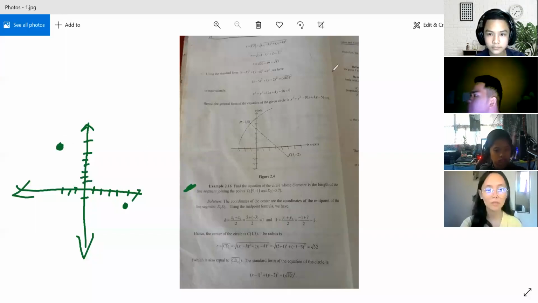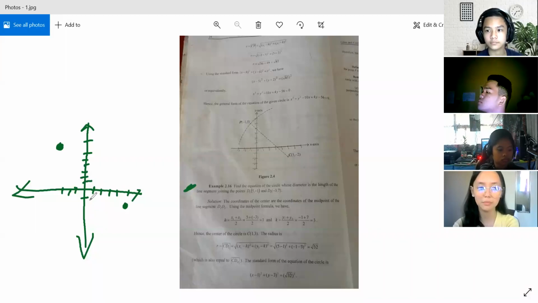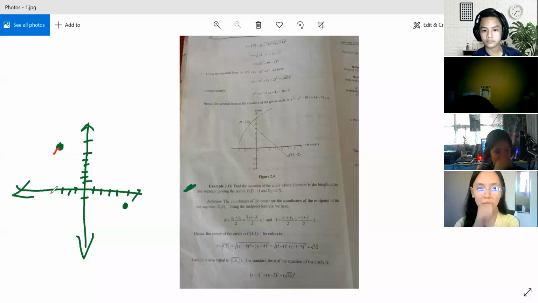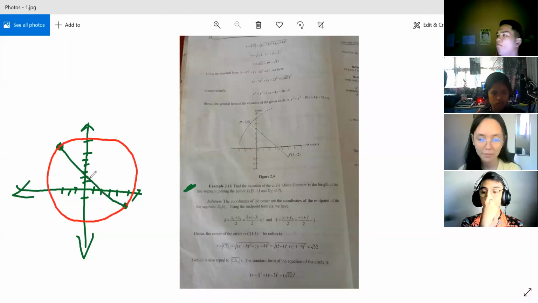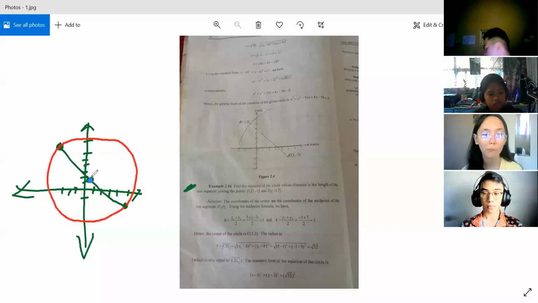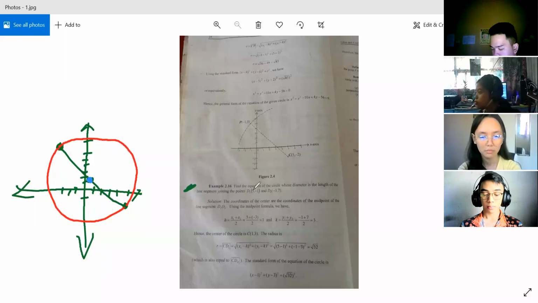So maybe your circle will look like this. Okay, this is your circle. It is stated that your diameter will pass through those points, so probably your center is somewhere here. Your rough estimate, your center is somewhere in this portion. And our task here is to determine the equation of that circle.